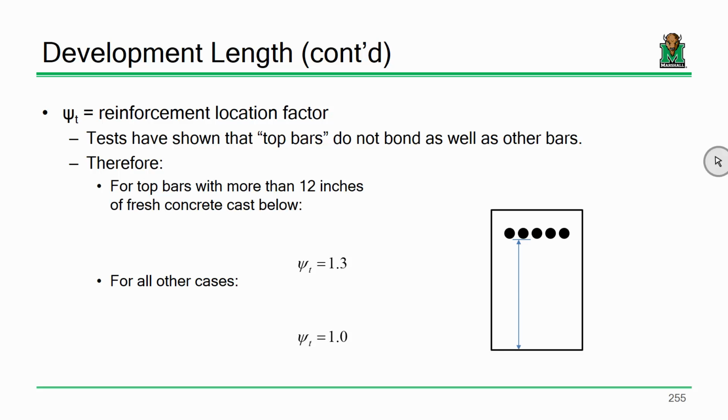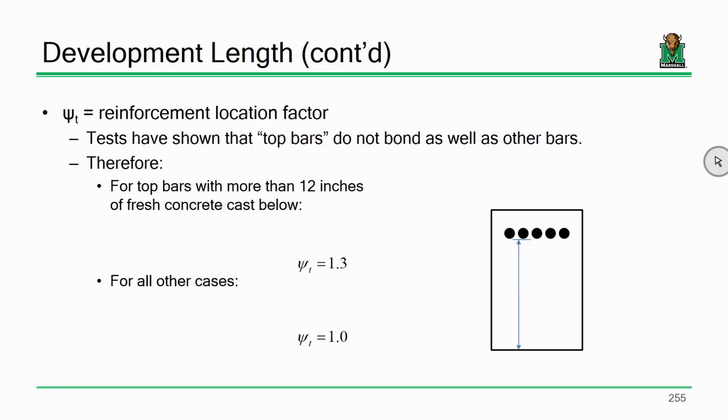The idea is that you look at all the test data on concrete beams and you'll find that the bars on the top don't bond as well as the bars on the bottom. So if you've got more than 12 inches of concrete below, we take our development length and we increase it. If any of these factors are larger than 1, that tends to be the worst case scenario because you're saying you need more embedment to develop the strength of that bar.